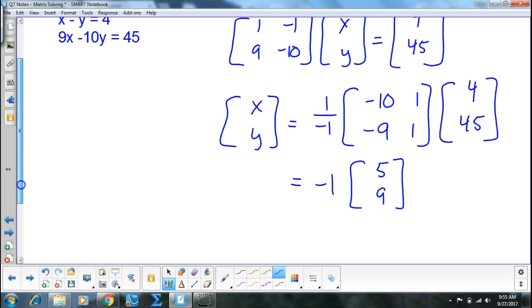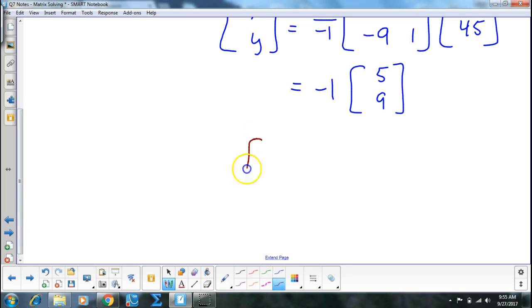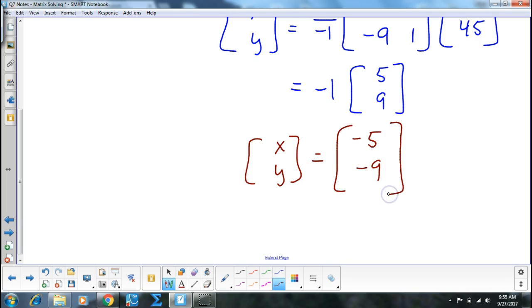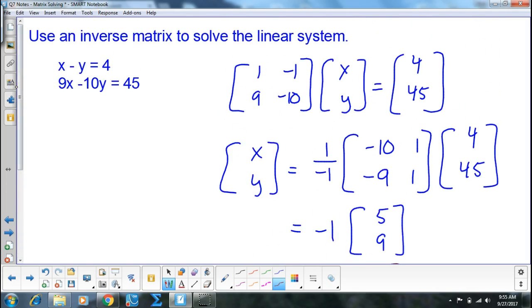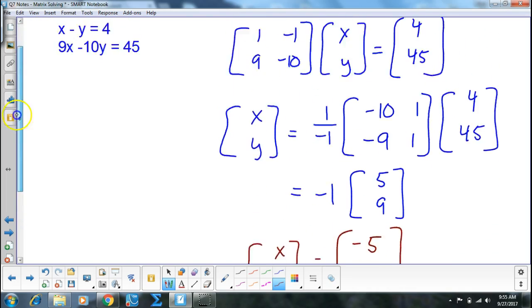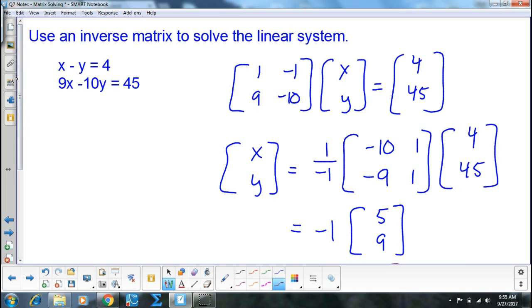So that gives me x and y here as negative 5 and negative 9. Quick check. Negative 5 plus 9 is 4. Negative 45 plus 90 is positive 45.